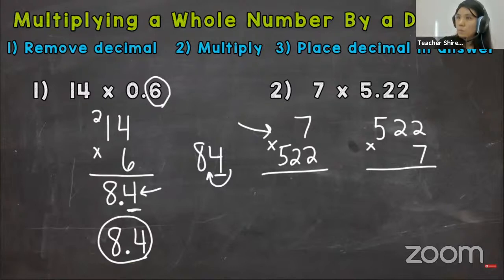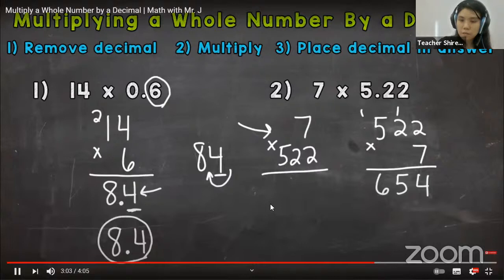So now we multiply. Step 2, we multiply and solve here. 7 times 2 is 14. 7 times 2 is 14, plus that 1 is 15. 7 times 5 is 35, plus 1 is 36. So we get 3,654. But that's not our final answer.